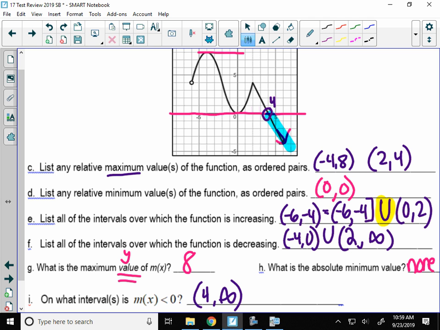Now, just for fun, if that had said less than or equal to 0, that would be tricky because you would still have that interval from 4 to infinity with a bracket, but you would also be equal to 0 at 0, 0. So you'd also have to include the x value of 0. That's not what it's asking, but I wanted to point out that if I said less than or equal to, I would have to include this other x-intercept as well as that one right there.